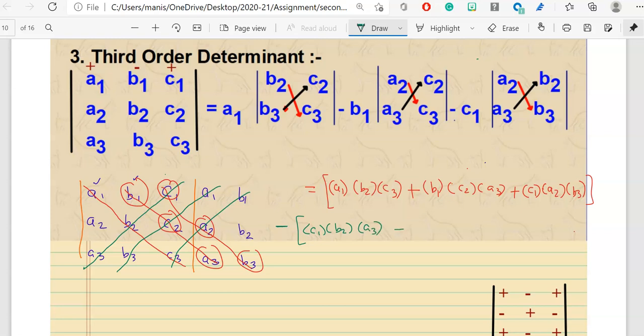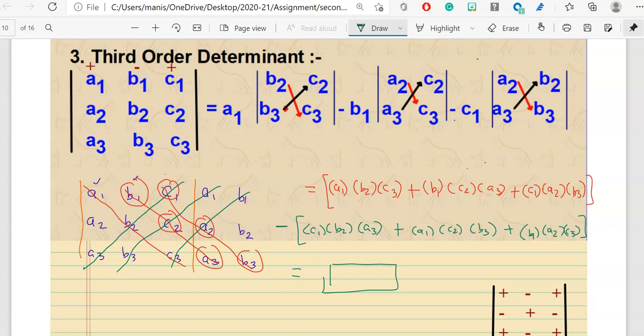Then you put a plus sign again over here. Then you have A1, C2, B3. So it will be your A1, then your C2, then your B3. Follow the green color. Plus, then you have the third one: B1, A2, and C3. Now when you solve this, you will end up with the answer, and that will be the answer for this determinant of order 3.